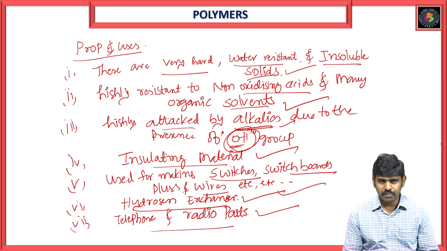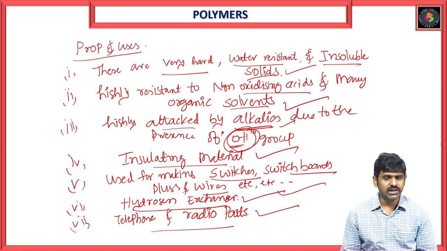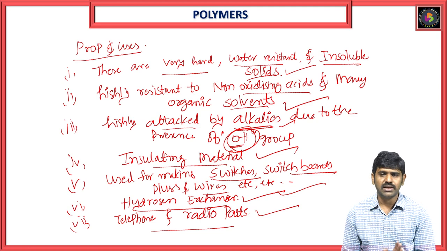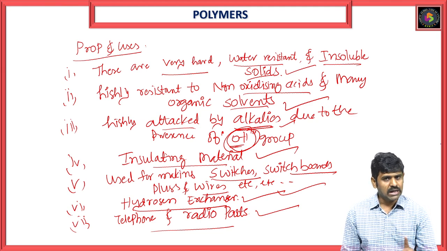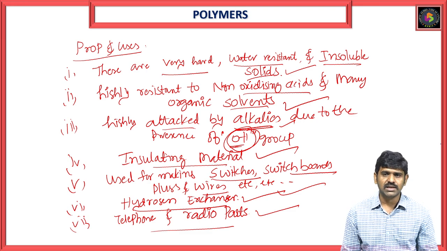Third compound, bakelite. And we are left with nylon 6,6, a thermosetting polymer. Nylon 6,6 and terylene. Terylene is also a thermosetting polymer that we'll discuss later. We are left with preparation, properties and uses of nylon 6,6 and terylene. That we'll discuss later.